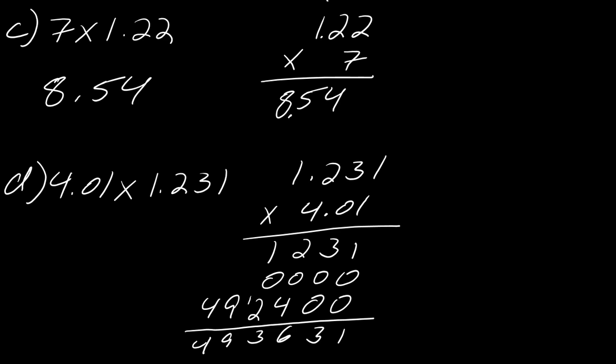Okay, so now I've got this whole number. How many decimal spots do I need? I need 1, 2, 3, 4, 5 decimal spots. That's 1, 2, start here, 1, 2, 3, 4, 5. So here's where my decimal spot will go. So this is 4.93631.